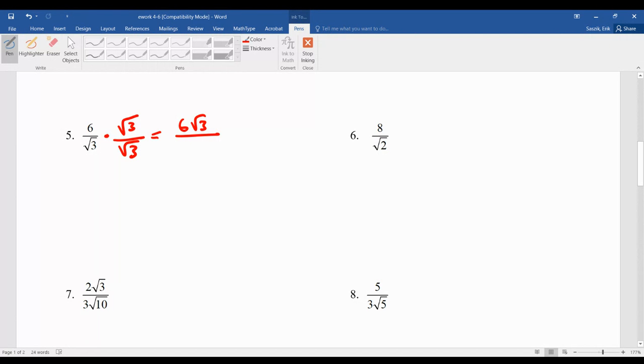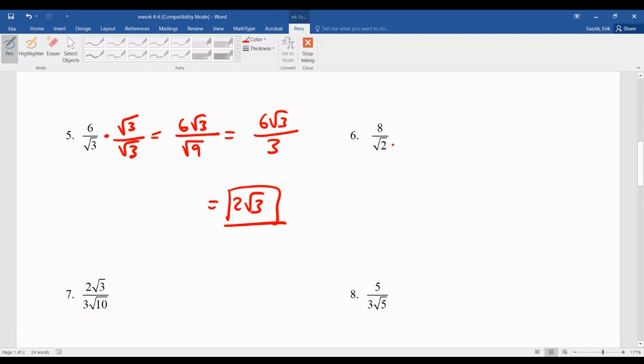But root 3 times root 3 would be root 9. And you guys all know that root 9 is plain old 3. That's why we did times root 3, because a root times itself ends up canceling the root out. And you end up with that plain old 3. I showed this intermediate step here. Now 6 over 3 reduces to 2, so our final answer is 2 root 3.